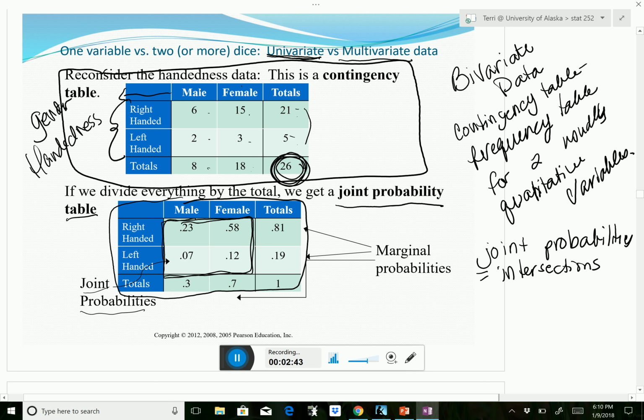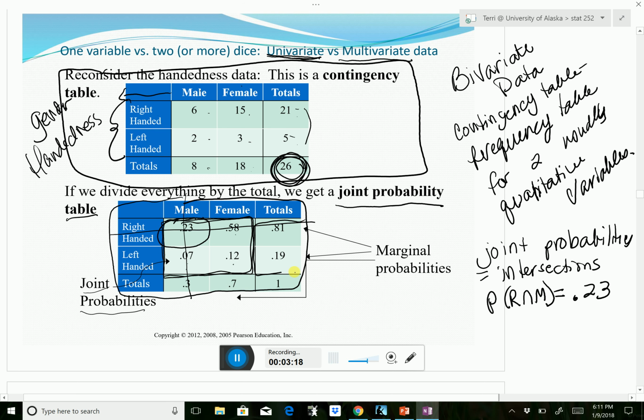So for example, if I wanted the probability that somebody was right-handed, intersection male, that probability would literally be the intersection of male and right-handed, or 0.23. So I know that 23% of the people in this class were right-handed males. So that is the joint, and all of these are different joint probabilities. So we have right-handed males, right-handed females, left-handed males, left-handed females.